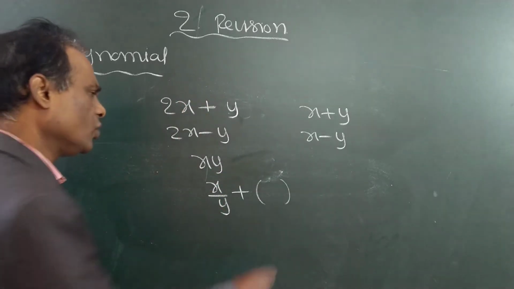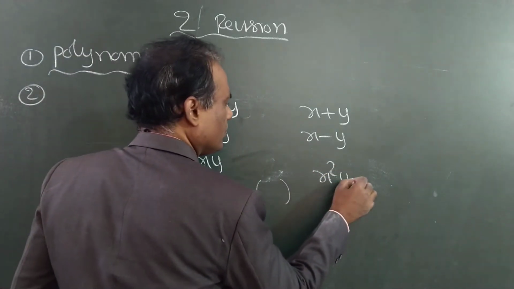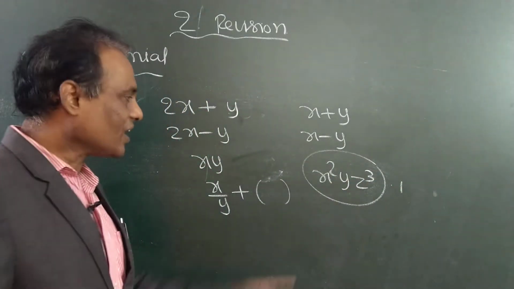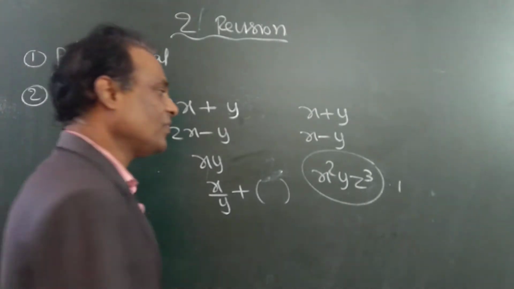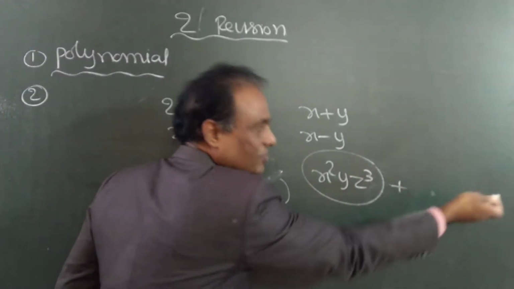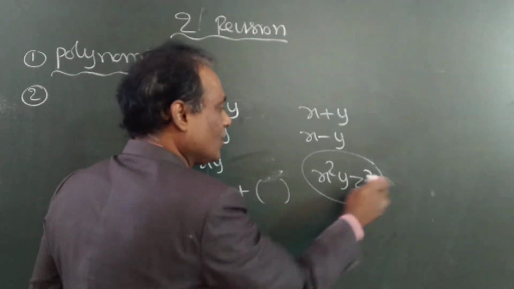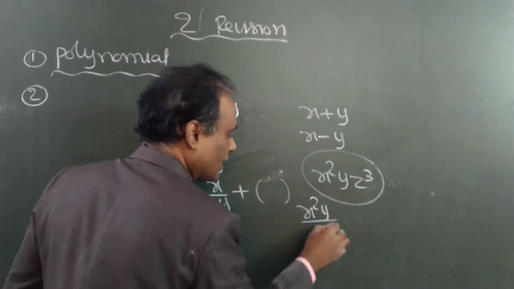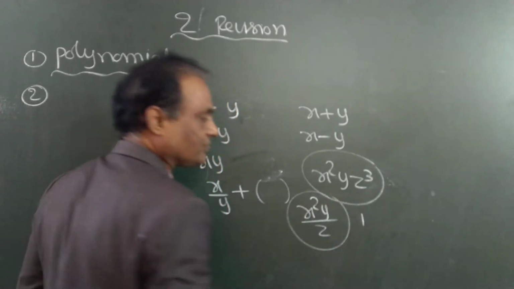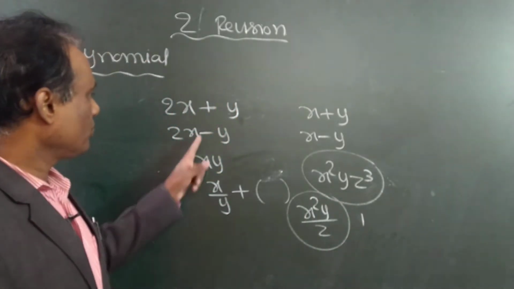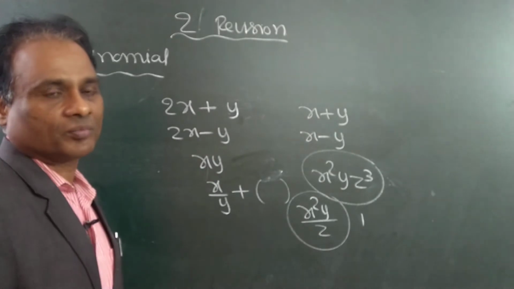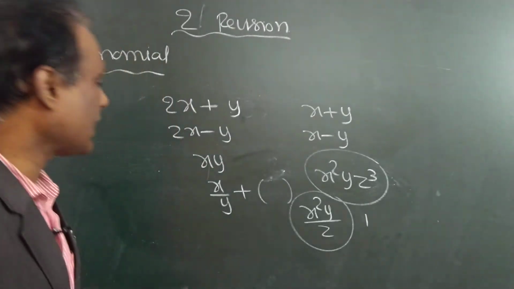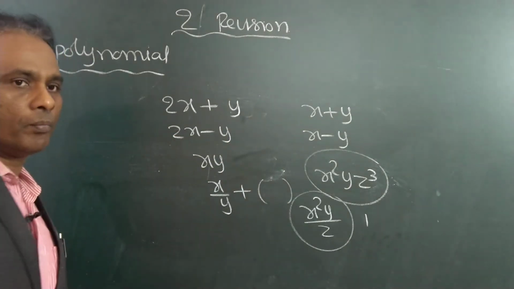But multiplication, suppose x square y z q. This is only one term. If I write plus something, then the next will be the second term. But if it is like this, into or divide, x square y by z, it is only one term. Plus or minus, then only it is a separate term. Following or not? Okay. So you can tell how many terms are there in the polynomial.